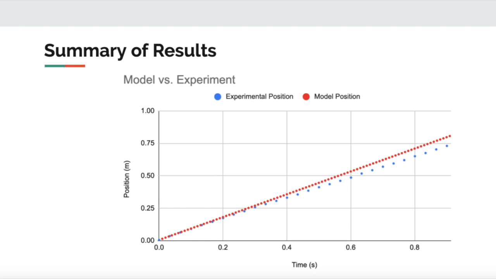Despite the slight difference in slopes, the computational model is a very close fit, showing that our model is a good analysis for the experimental observations.